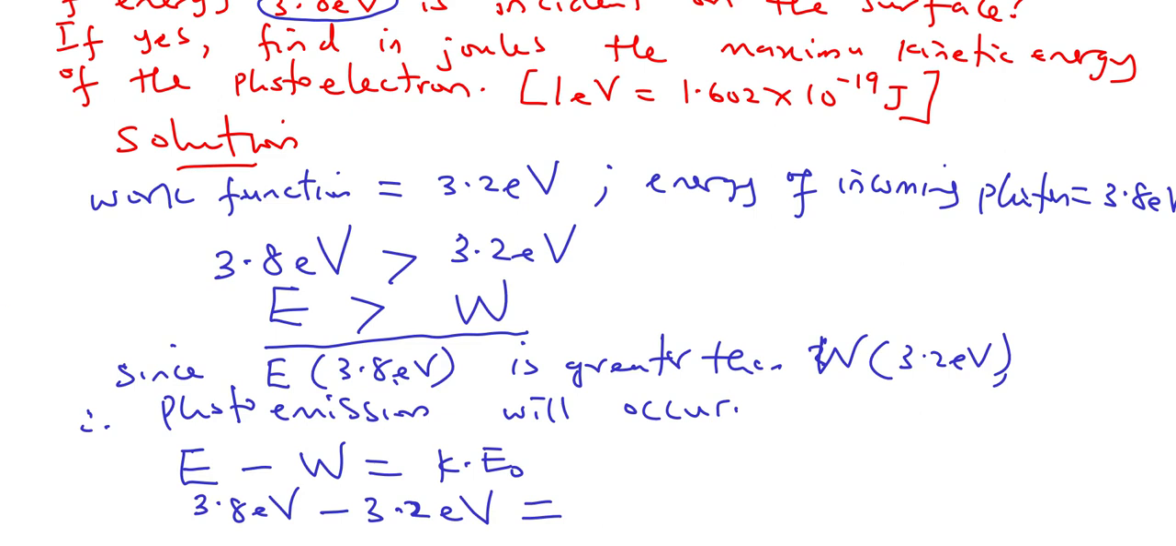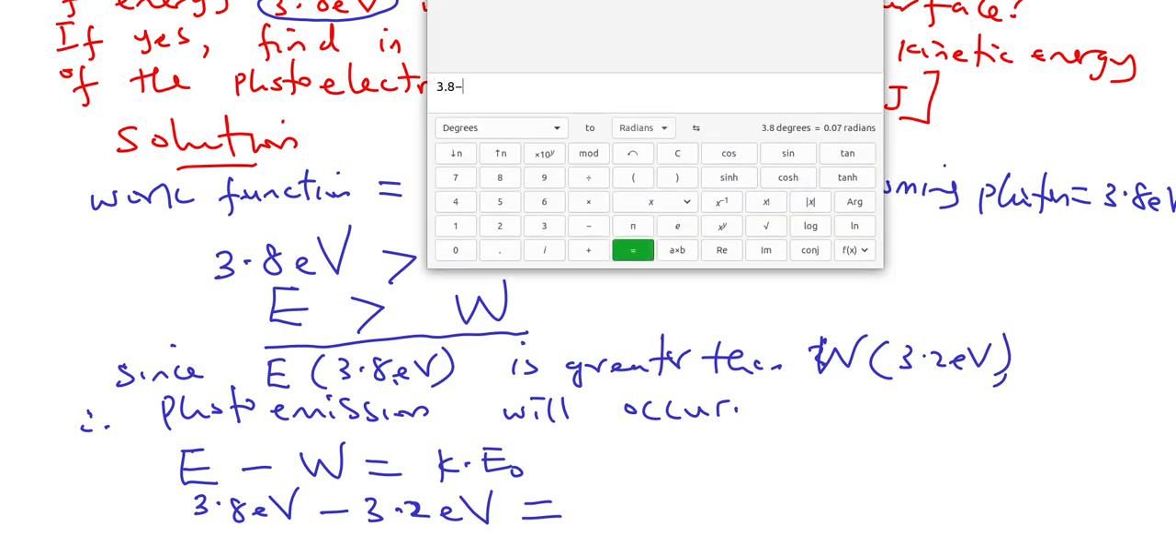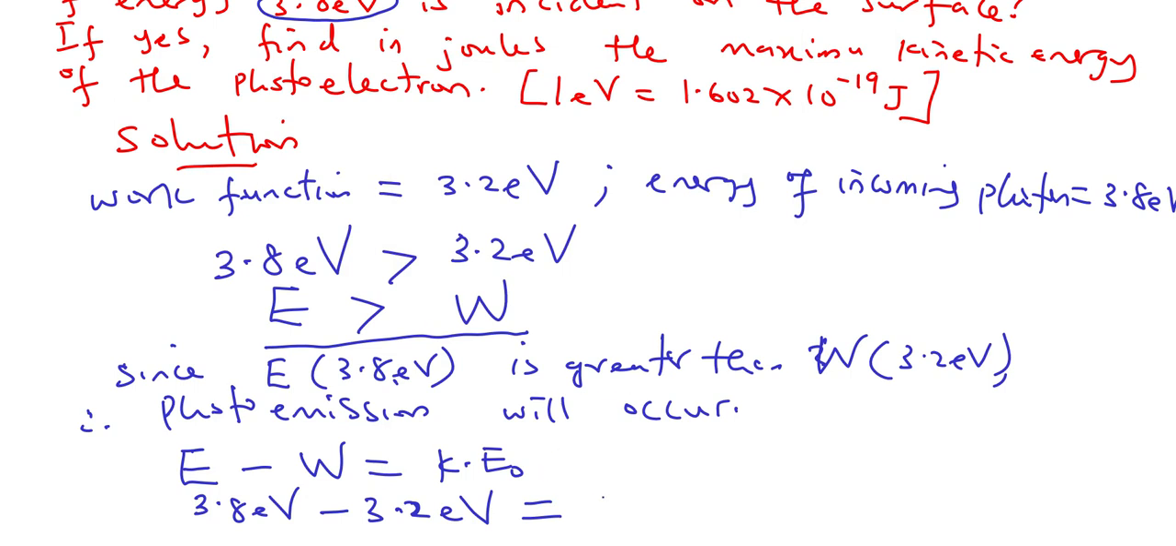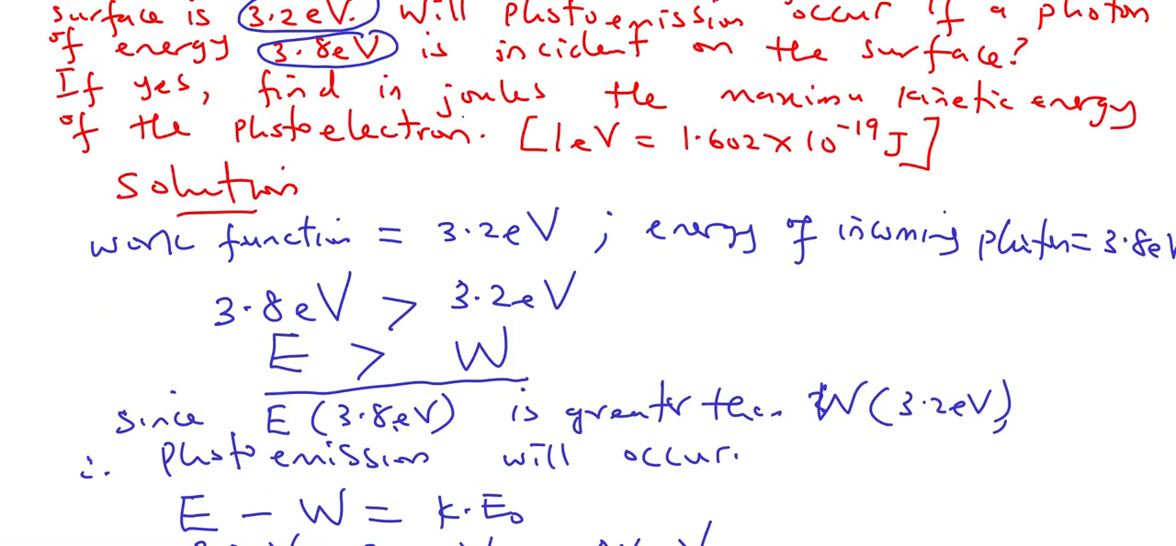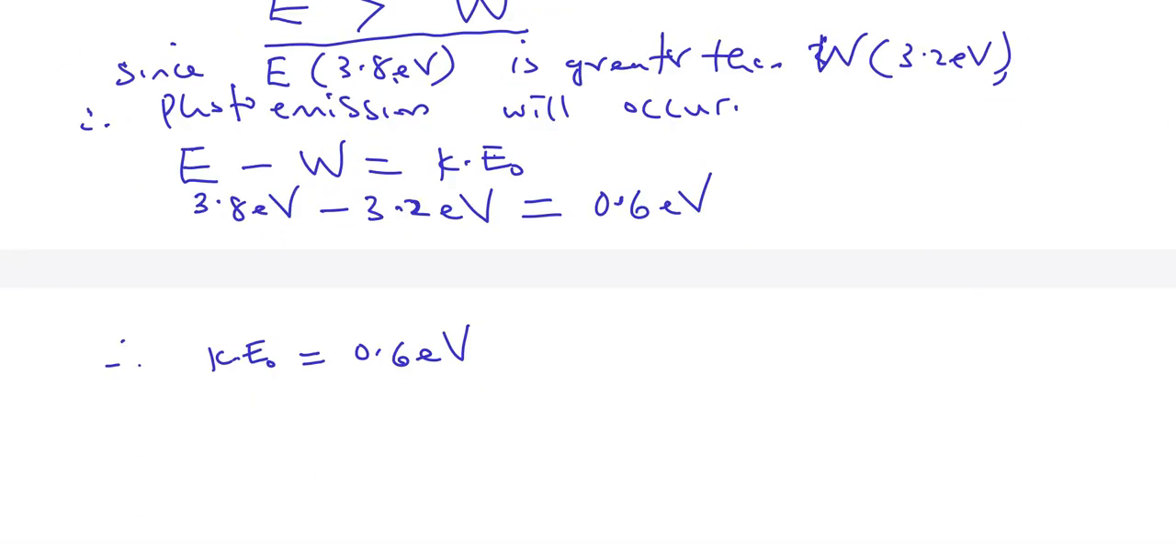So let's take our calculator and do 3.8 minus 3.2. What do we get? We obtain 0.6 electron volts. So the maximum kinetic energy of the photoelectron is 0.6 electron volt. But the question asks us to calculate the energy in joules. The question says, if yes, find in joules. Look at it: in joules. So we have to convert this electron volt to joules.